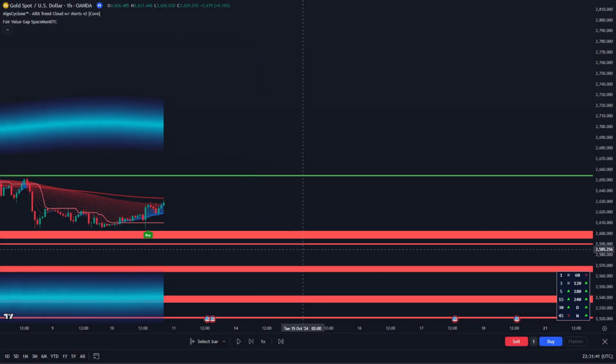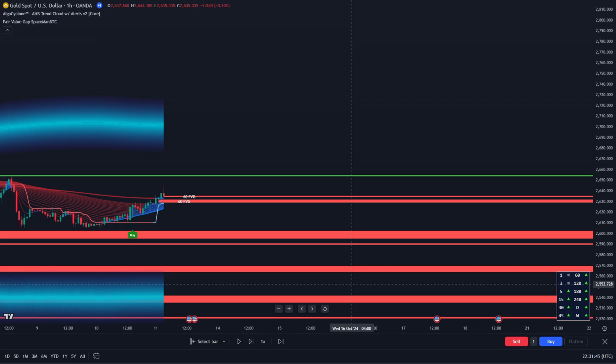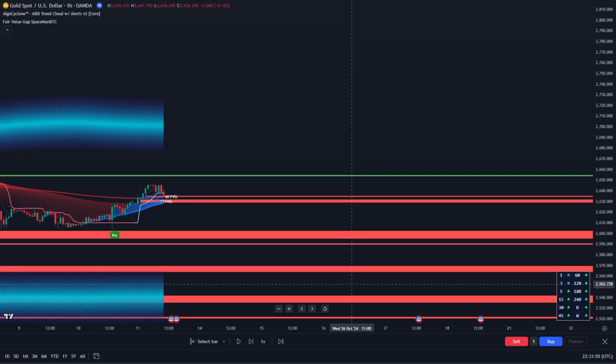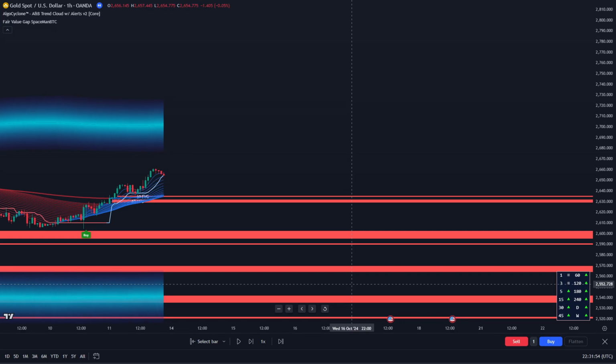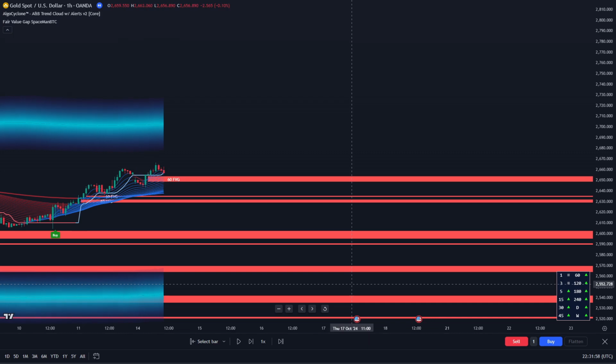Hi there. So in this video, I wanted to just quickly show you how you can use the AB trend cloud combined with FVGs to catch some really nice trends on gold. Well, you can do this on any pair really, but gold has been known to trend a lot with slow, steady climbs and sharp drops, which is great because that's what we want.